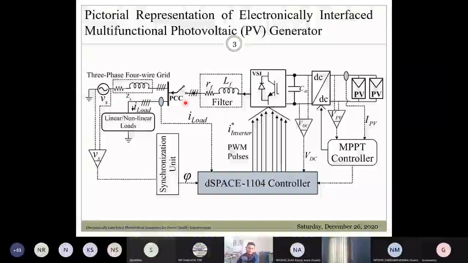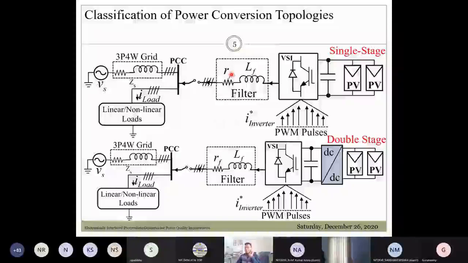So these power conversion topologies can be classified into two categories. It could be considered as a single stage topology or a double stage topology. Apparently, the single stage structure is devoid of an additional voltage boosting stage, and thus it can be considered as a competent supplement to its conventional counterpart, the double stage topology, in aspects of efficiency, reliability, size, and cost.